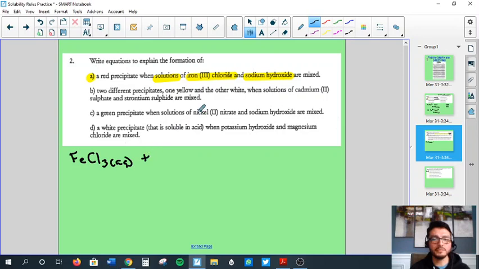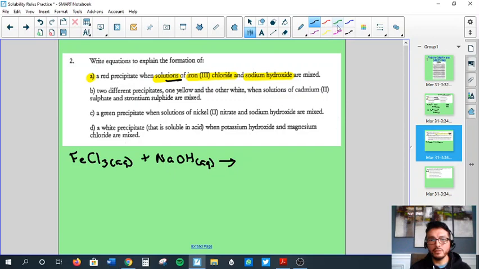Then plus sodium hydroxide. Sodium has a +1 charge. Hydroxide, one of your polyatomics, has a -1 charge, so you only need one of each. And it does say solutions, with an S, which means both of these are soluble. So when these are mixed, they're going to react to form a red precipitate. The question wants us to write a full equation, so we're going to need the states: AQ, or S for solid. We know that one is going to be a solid.